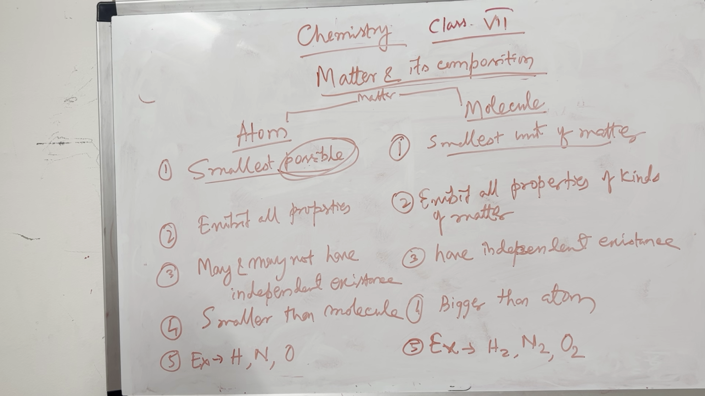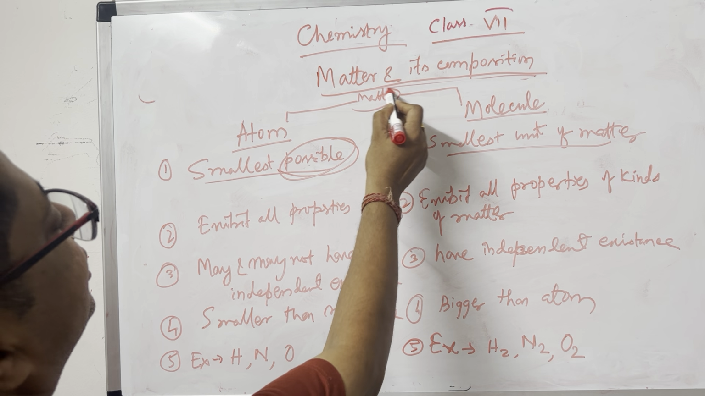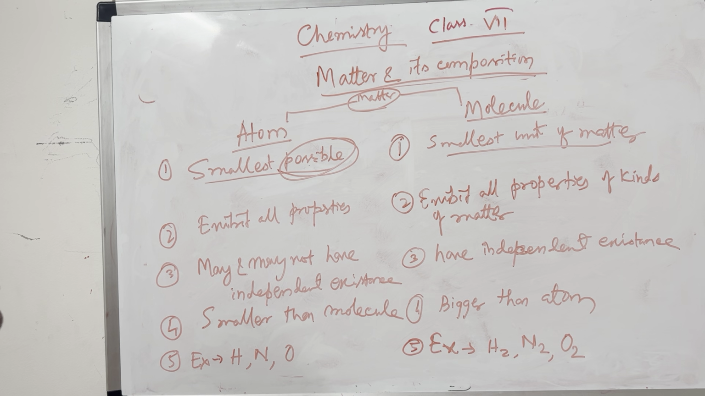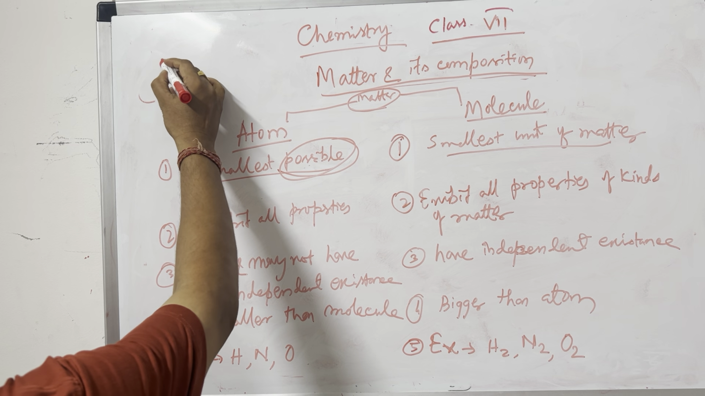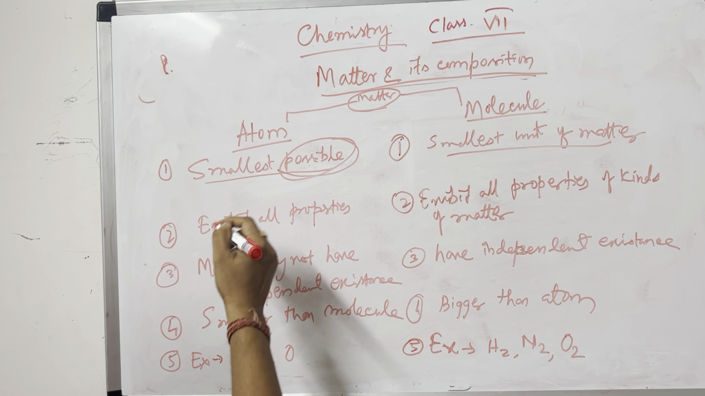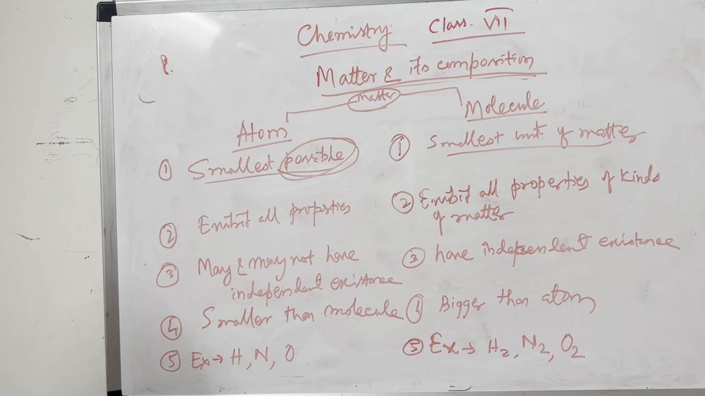Then the second difference is that it exhibits all properties, meaning it exhibits all properties of the matter. Suppose one potato has some taste, and you can see it is whitish or brownish-whitish. All these are characteristics that the potato will always exhibit. It exhibits all properties of kinds of matter.